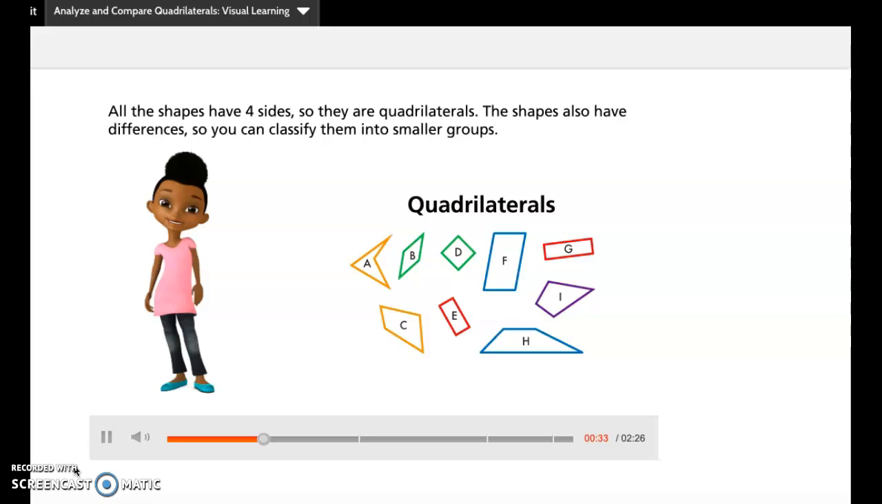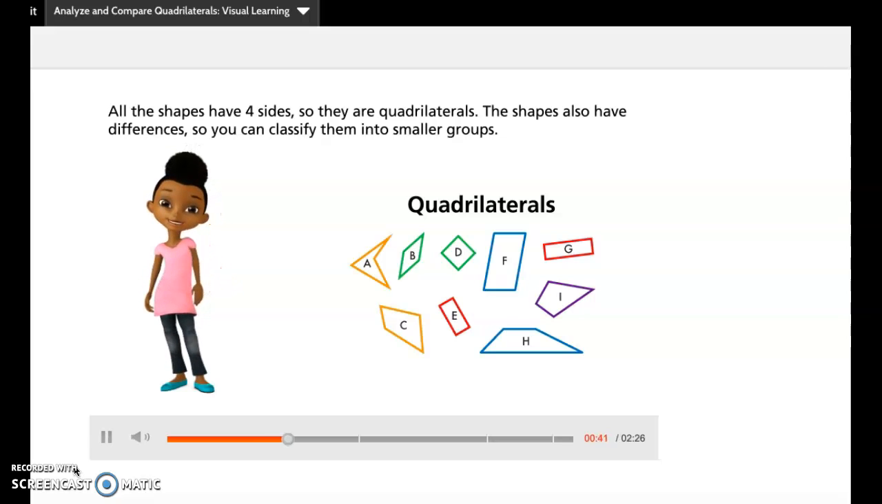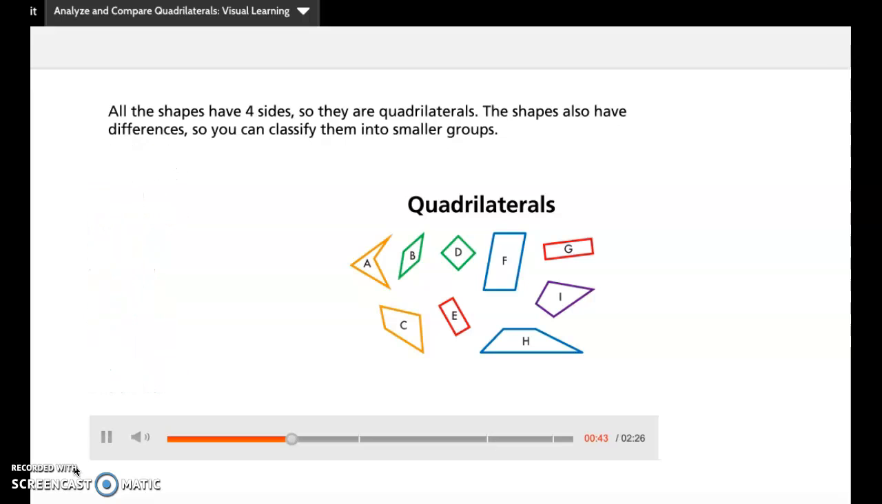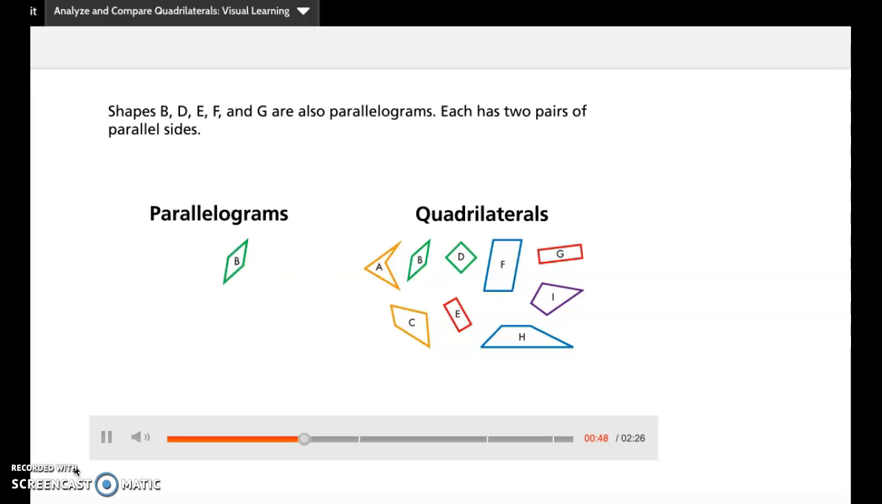The shapes also have differences, so you can classify them into smaller groups. Let's see what the groups are. Shapes B, D, E, F, and G are also parallelograms. Each has two pairs of parallel sides.